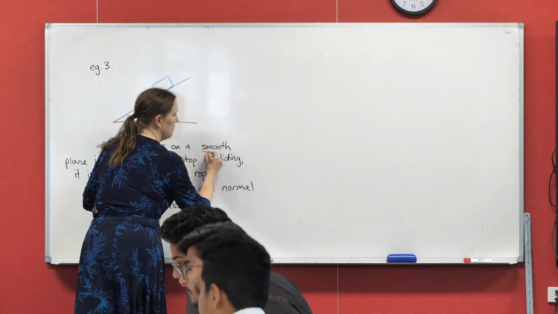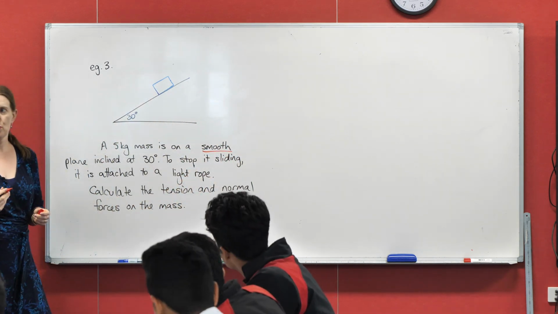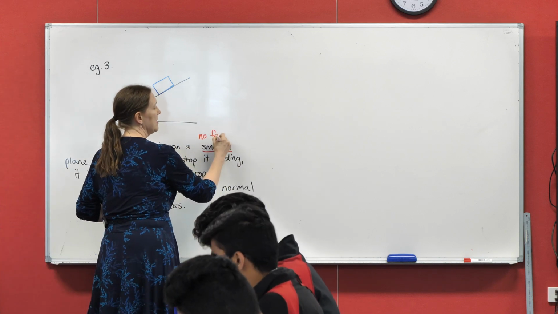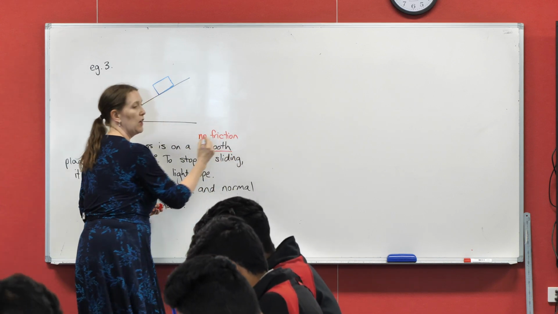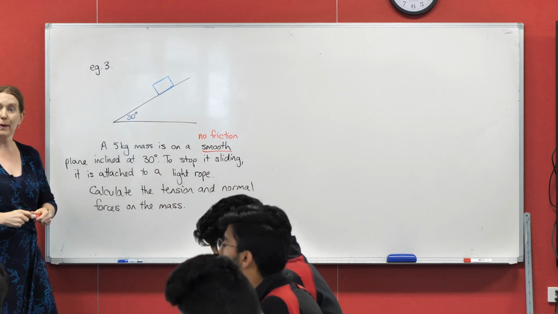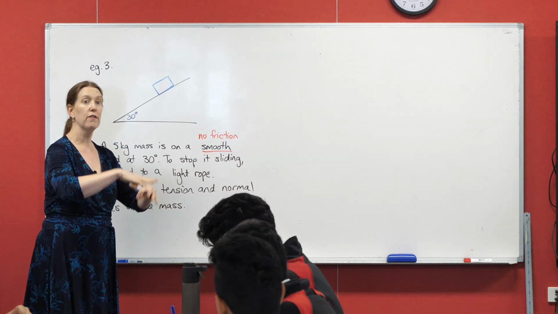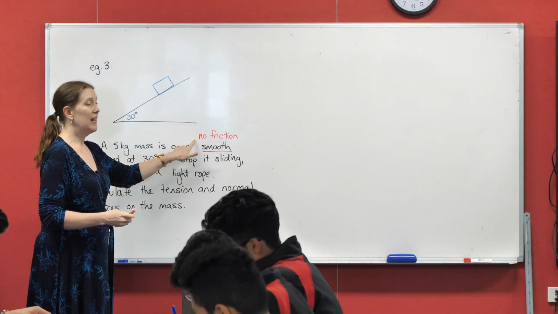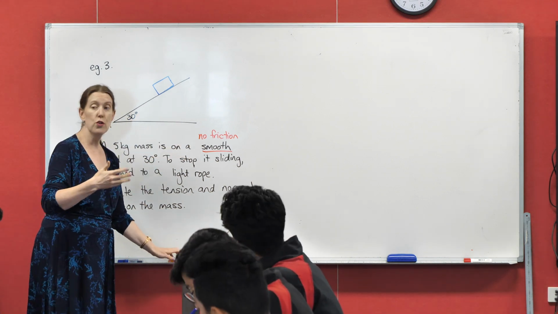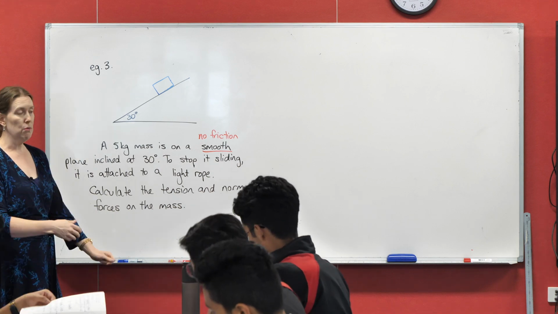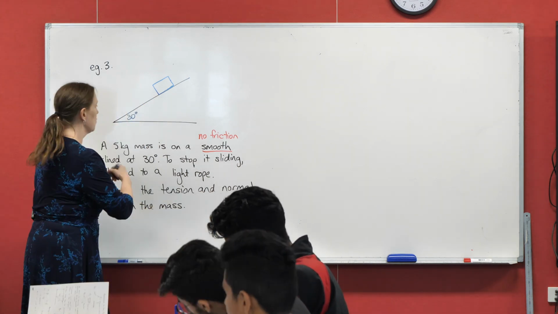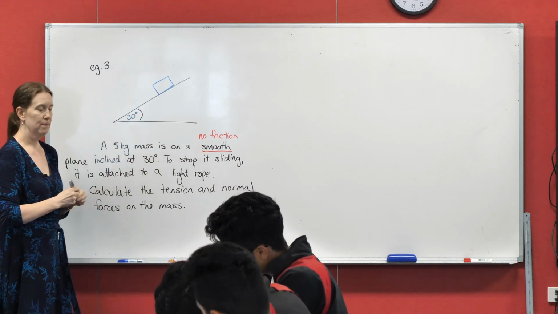What's the importance of the word smooth? No friction. Now in extension 2, we're going to stop having smooth planes and we're going to introduce friction as a way of increasing the complexity of these type of questions. But in extension 1, it will usually be a smooth plane. It's inclined at 30 degrees and we can see our 30 degrees here.